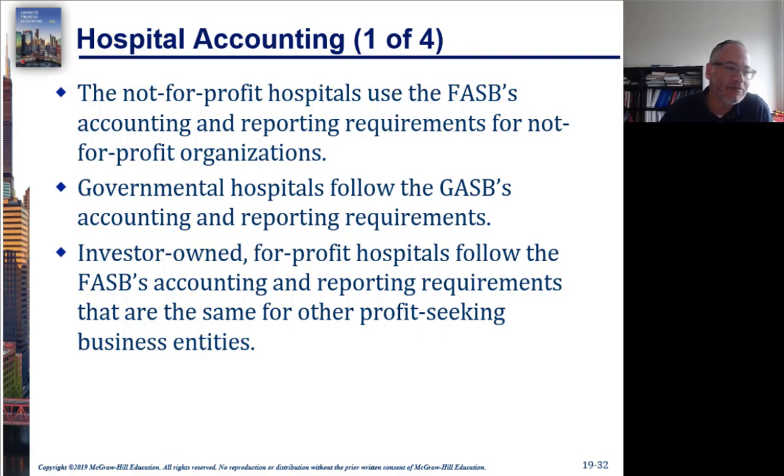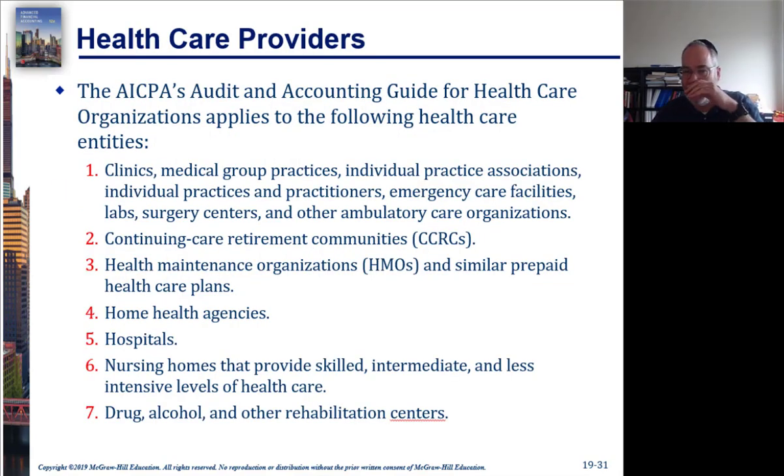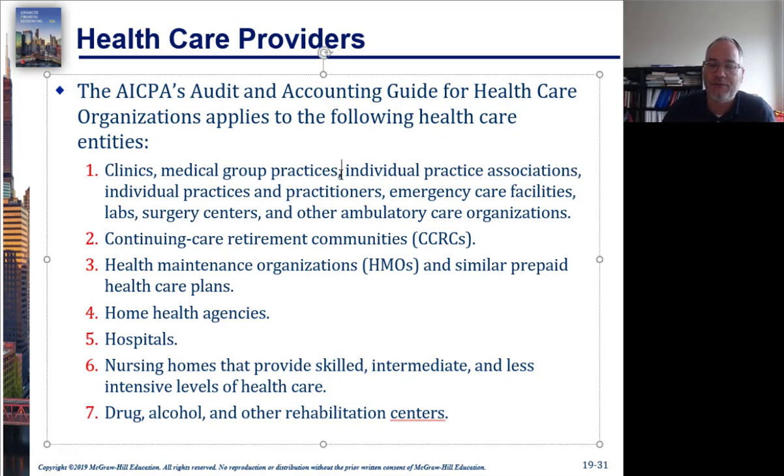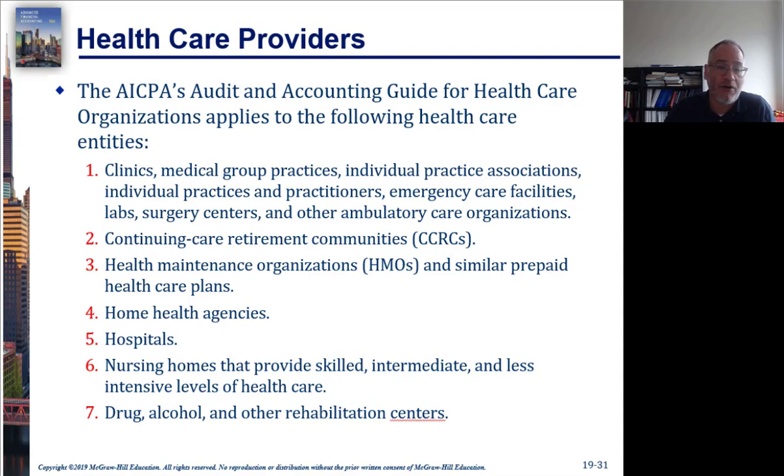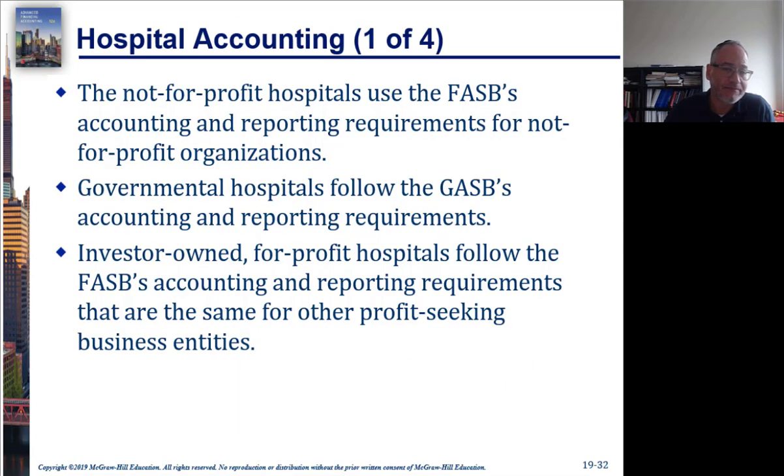And occasionally the AICPA guide comes in handy because there are no rules anyplace else for what to do. For example, a medical group practice is probably going to be a for-profit organization. It's going to be a partnership or a limited liability corporation or something like that, and so they're just going to use regular FASB GAAP. But occasionally issues come up that the FASB does not talk about in the Accounting Standards Codification, and therefore they can also rely on the AICPA Audit and Accounting Guide.